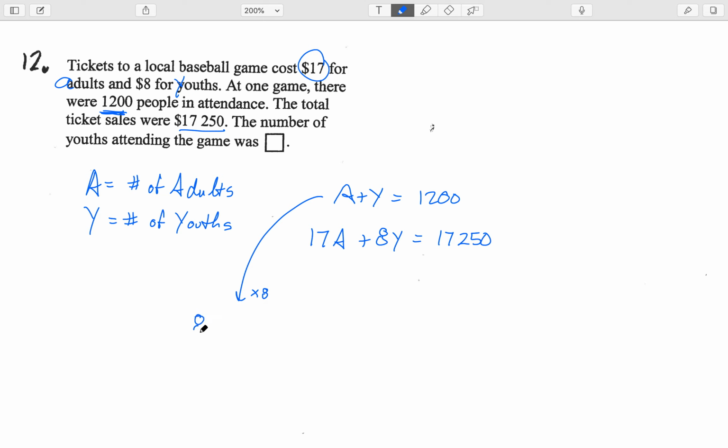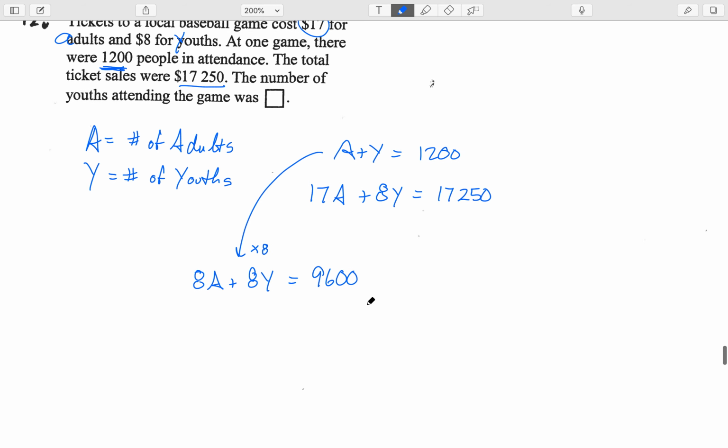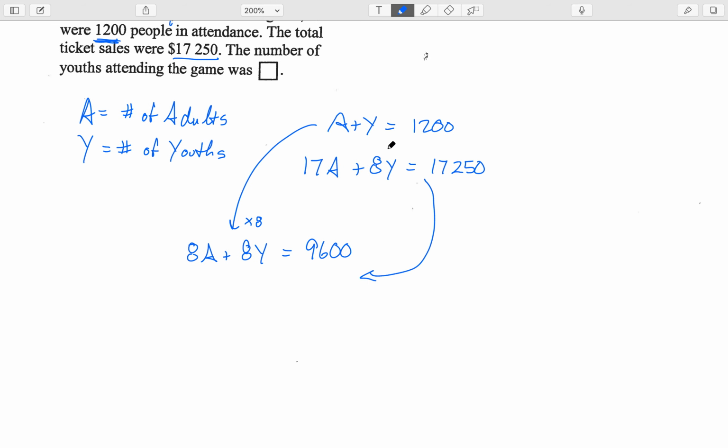So here's what I get. 8A plus 8Y is equal to, well, 8 times 1,200 is 9,600. Yikes. And this one, we're not going to touch it. I'm going to leave it as 8y. So 17a plus 8y is 17,250. Yikes. Do I add them? No, because these are the exact same. I want to subtract them. If I subtract them, these will cancel, and that's what I want.